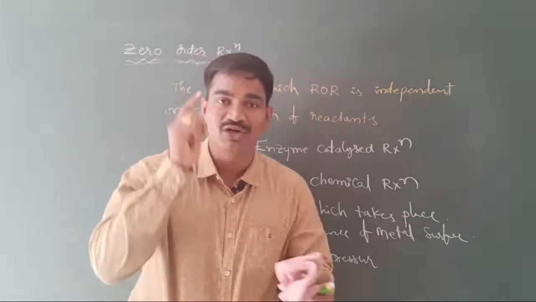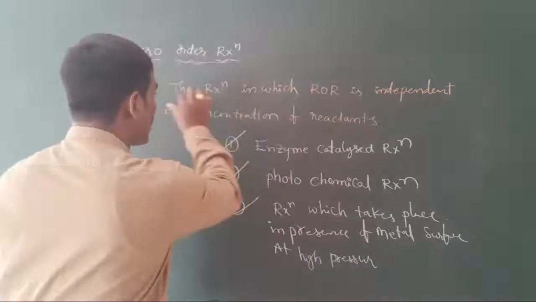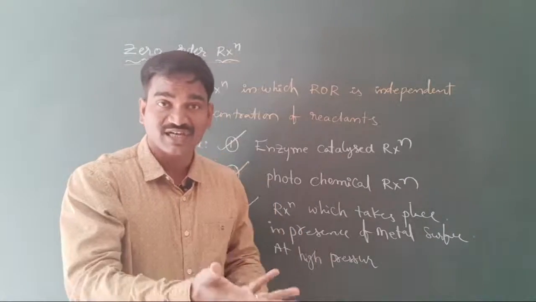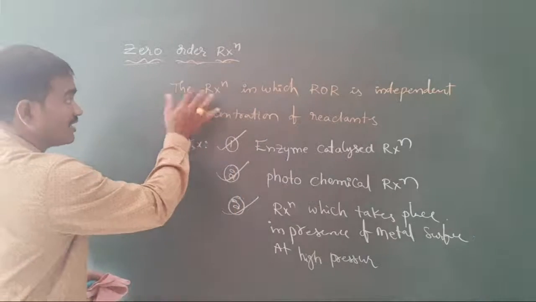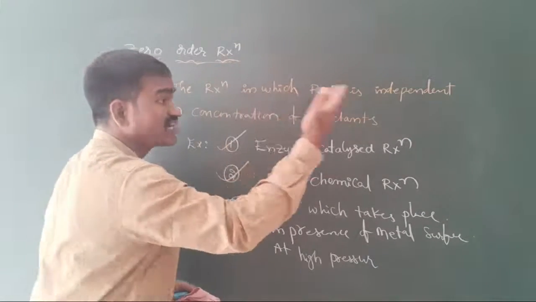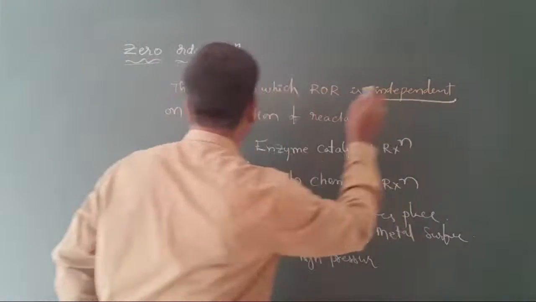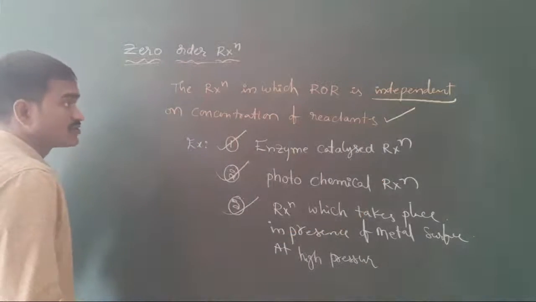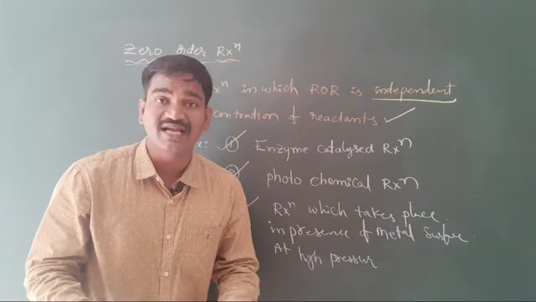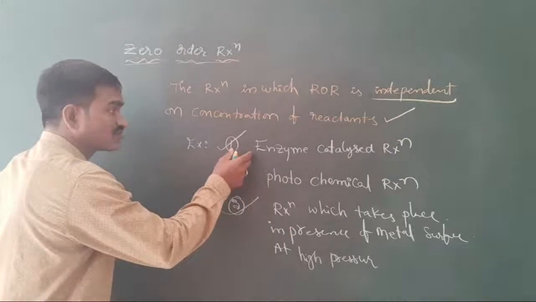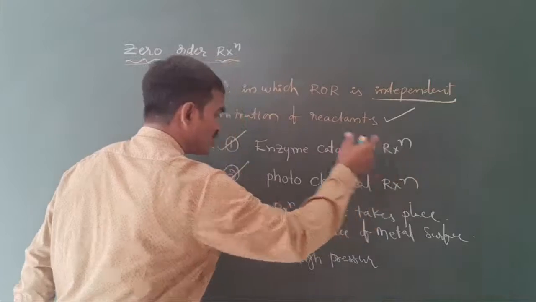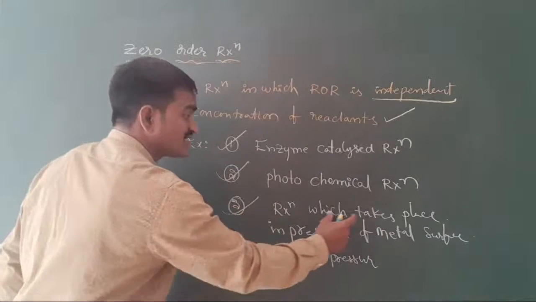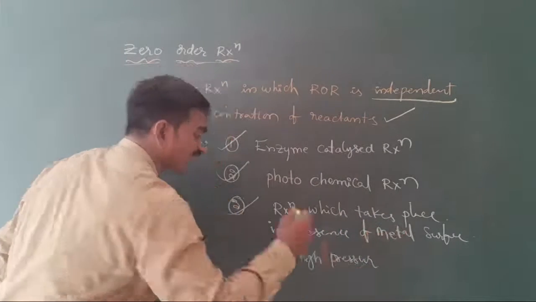Again I want to tell you, everyone should focus. Zero order reactions are special types of reactions, not a normal type of reaction. A reaction in which the rate of reaction is independent of the concentration of reactant in the reaction. Can you give examples? Yes. First, enzyme catalyzed reactions. Second, photochemical reactions. Third, the reactions which take place in the presence of a metal surface.